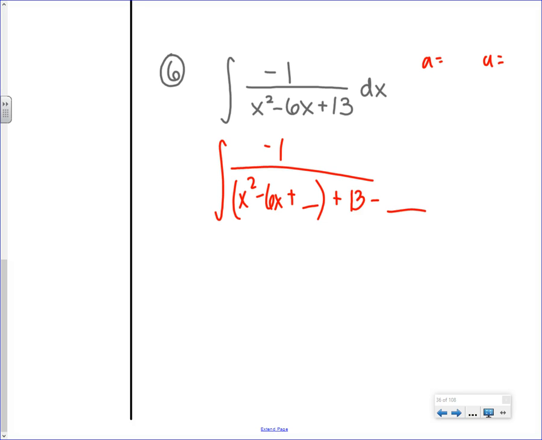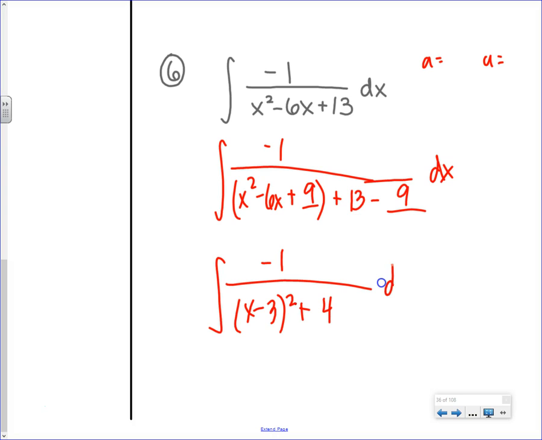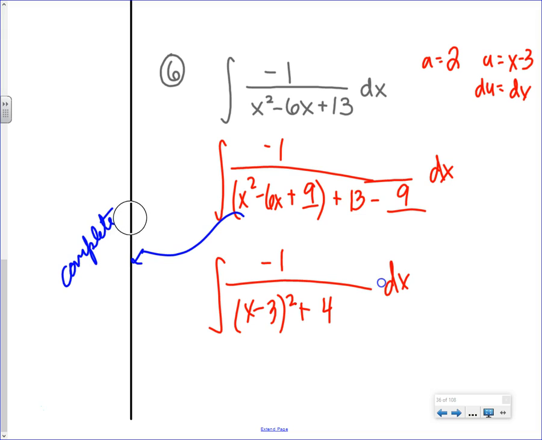Half of 6 is 3. 3 squared is 9. That's the only thing that'll get me x minus 3 squared. But what I do inside, I have to counter on the outside. Now all of a sudden, I'm ready: a is 2 and u is x minus 3. But what did I have to use to get there? Completing the square. That's an Algebra 1 topic. If you don't remember completing the square, can you review it?